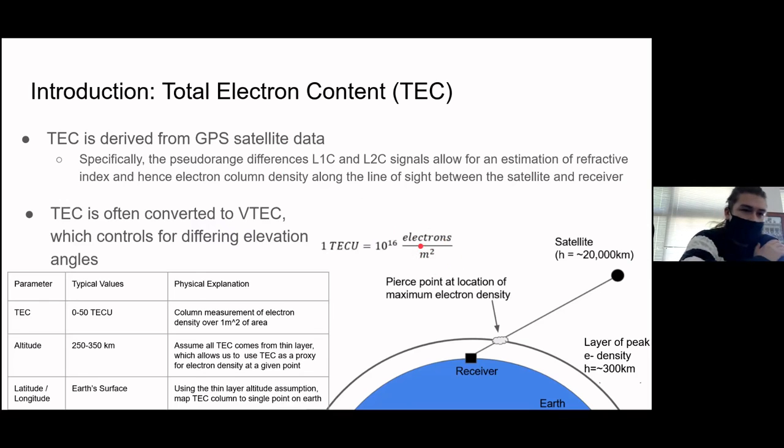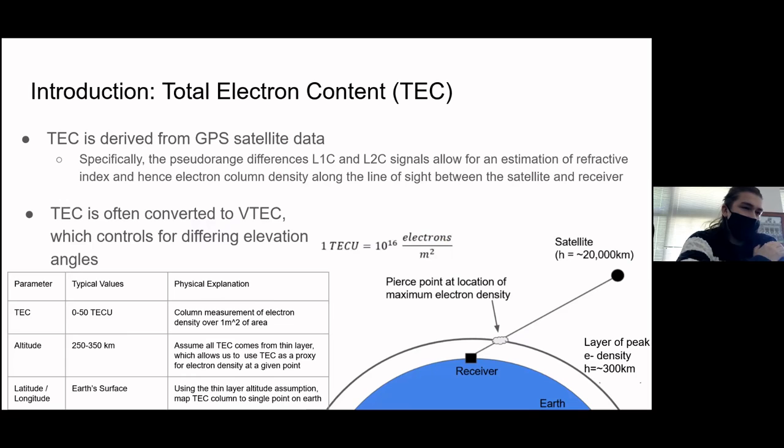It's the geometry on the lower right. The receiver, the satellite, is at 20,000 kilometers above the Earth's surface, and you just basically assume that the electrons are in a very thin layer at around 300 kilometers. And then if you assume that, then you can use TEC as a proxy for electron density in the atmosphere.